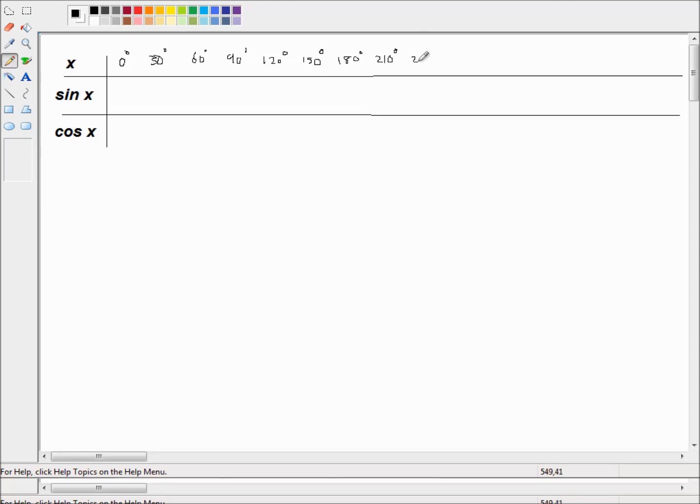The next one will be 240 degrees, 270 degrees, 3/4 of the way there. So the next one will be 300 degrees, 330 degrees, and 360 degrees. Okay, so let's partition them off, hopefully reasonably neatly.